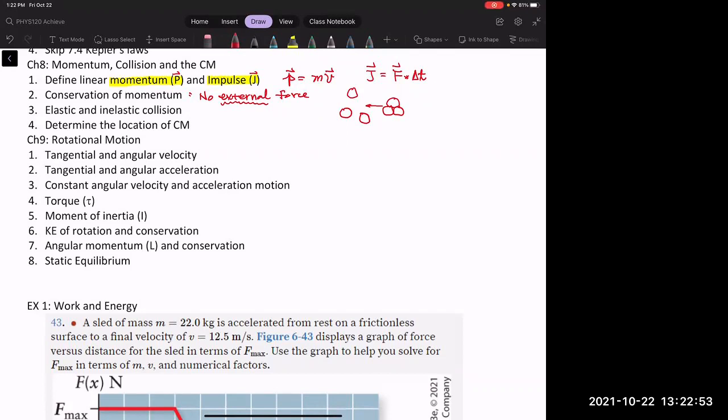But in most of the cases, what we are interested in is that it doesn't matter which kind of collision you have, you always have the conservation of momentum. That's the important thing that you should remember.